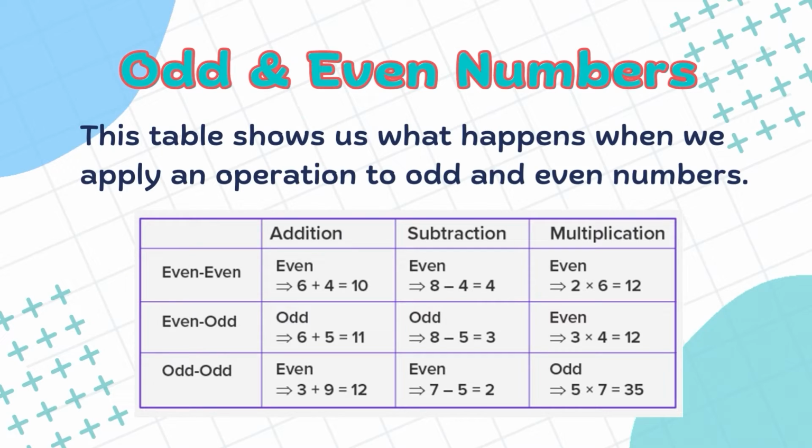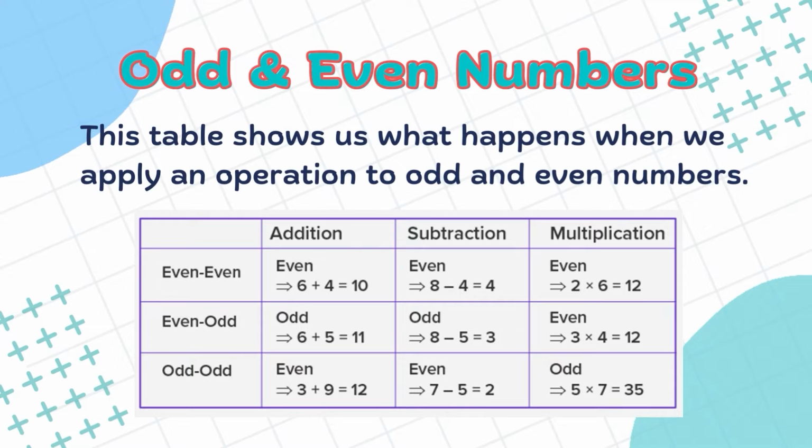Let's move on to the next operation, subtraction. When we subtract 2 even numbers, the result is an even number. The 2 even numbers in the example are 8 and 4. When 4 is subtracted from 8, it results in 4, and 4 is an even number.